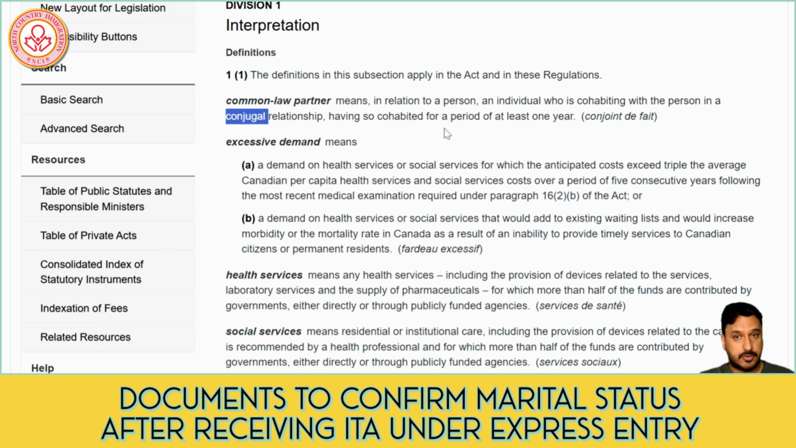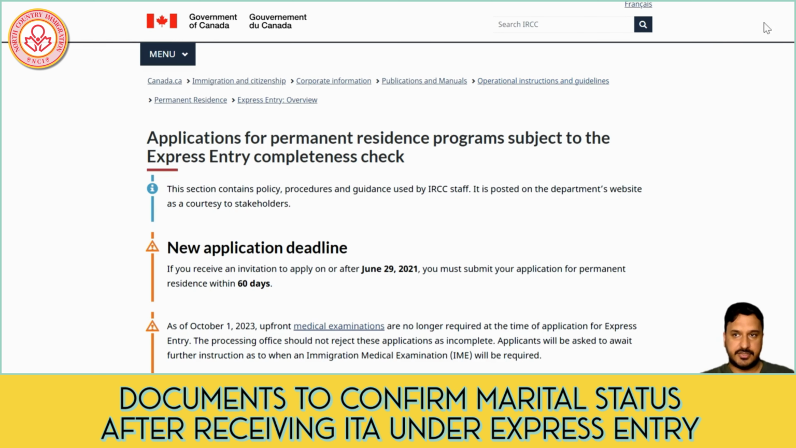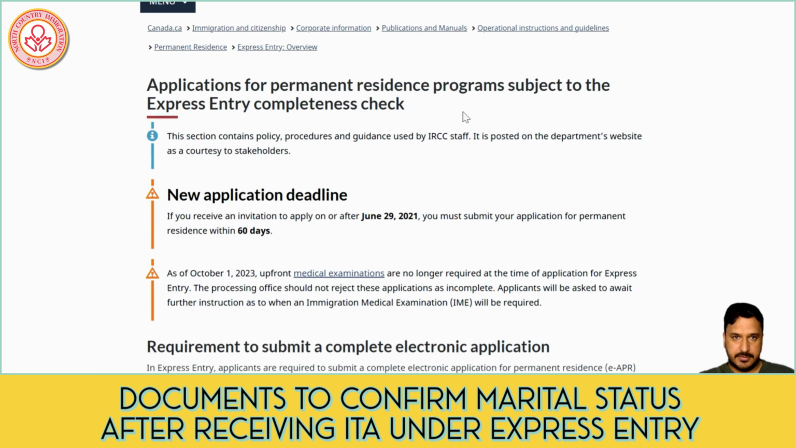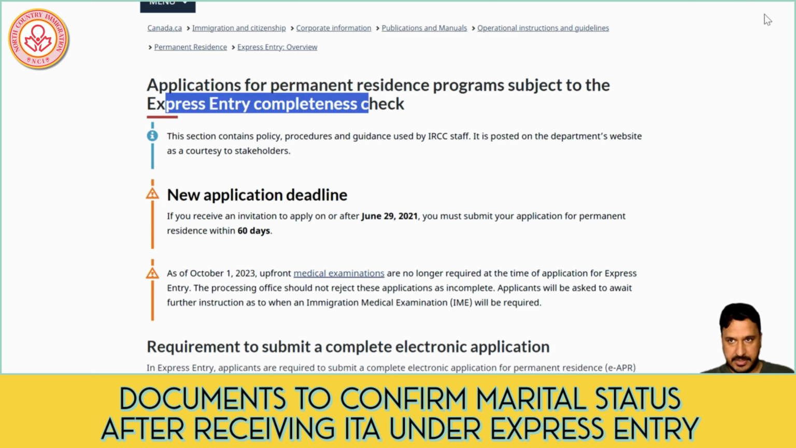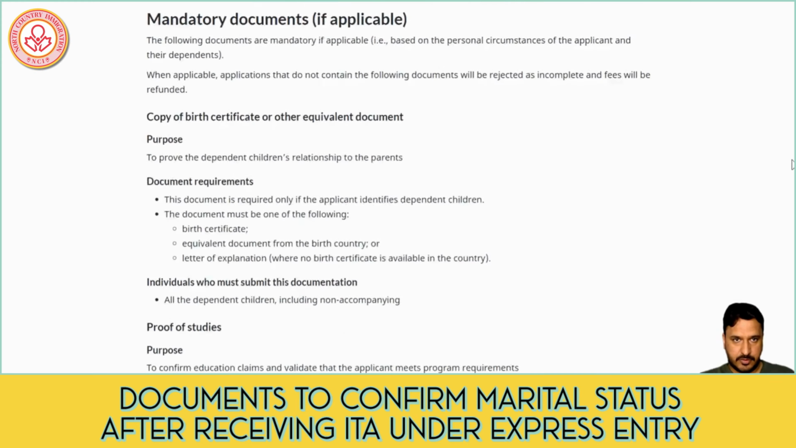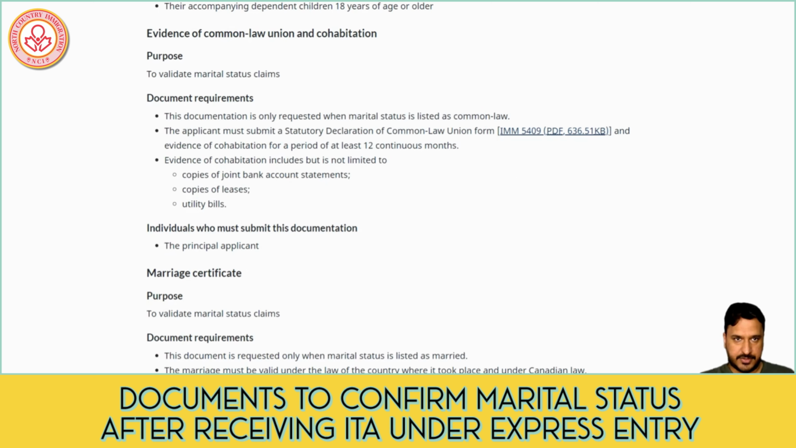Now, the emphasis is on this term, cohabited for a period of at least 1 year. It has to be a continuous 1 year period. So that's the definition of common law. Now let's take a look at the documents. For this, we're going to refer to the operational instructions and guidelines, the applications for permanent residence program subject to the Express Entry completeness check. This is the document that we're going to refer to. So we scroll down until we come across, okay, there it is.